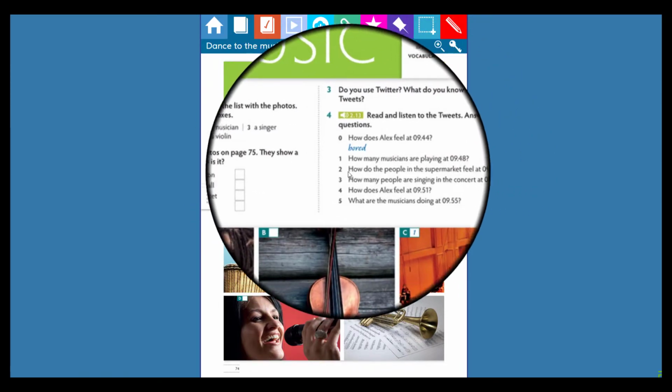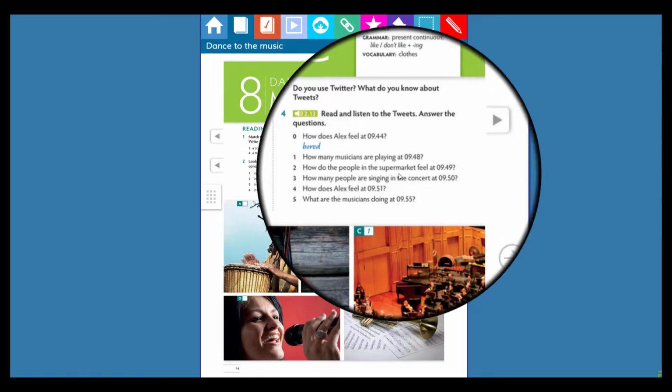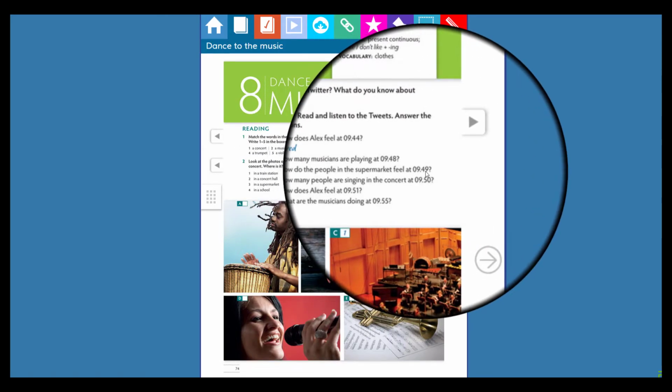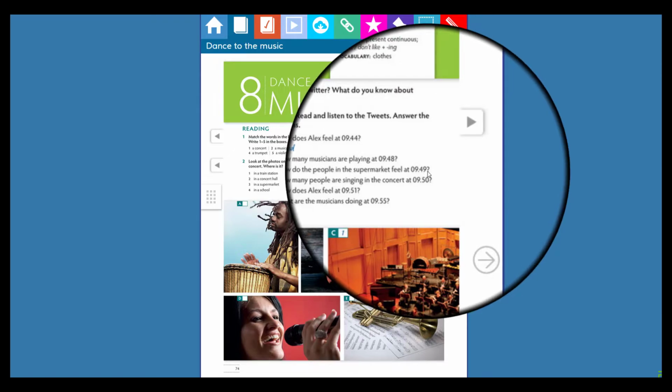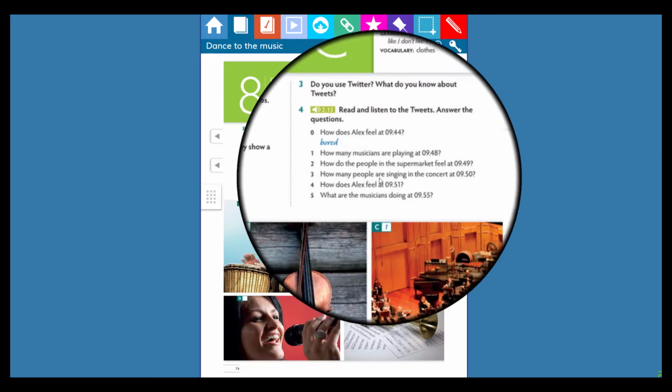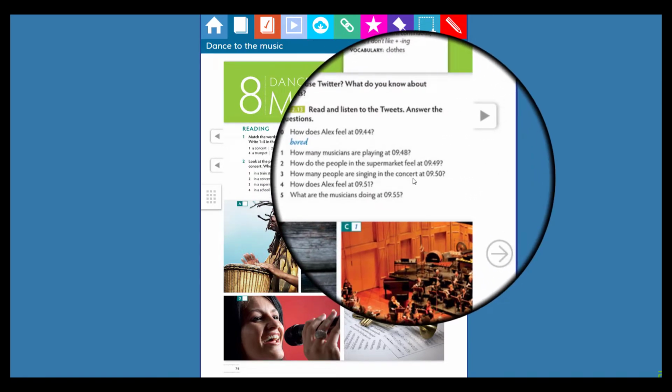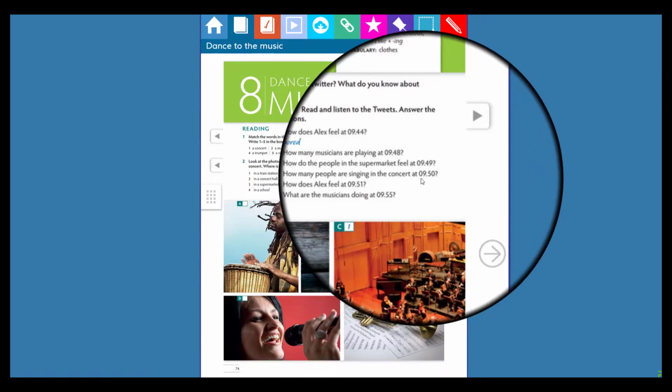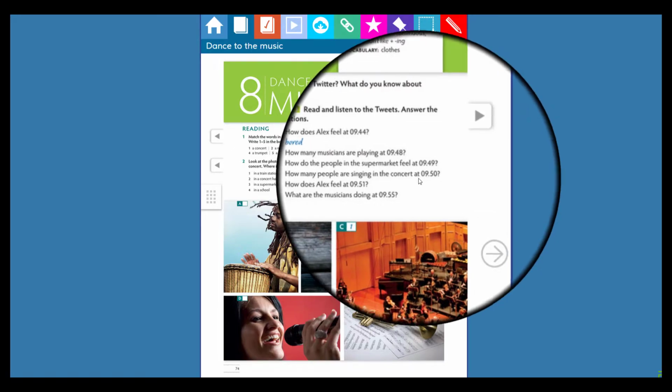10. Number 2, how do the people in the supermarket feel at 9:49? The answer is they feel surprised. Number 3, how many people are singing in the concert at 9:50? The answer is 4 people.